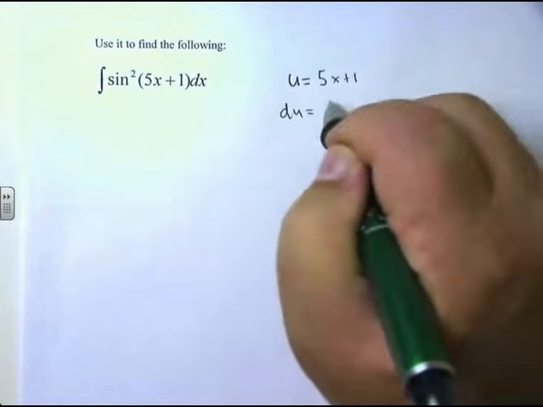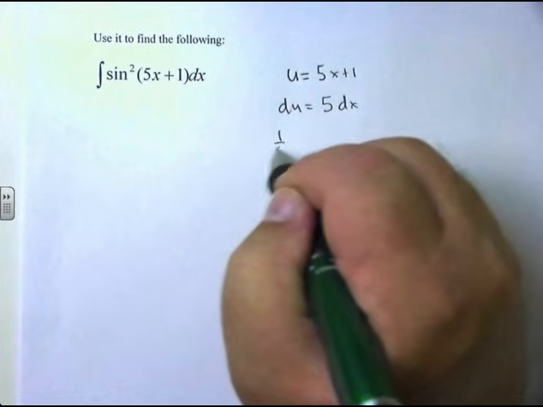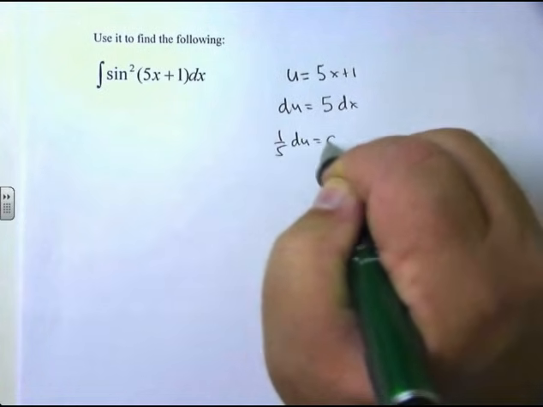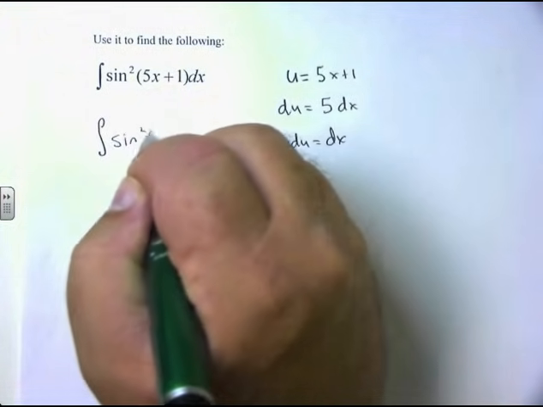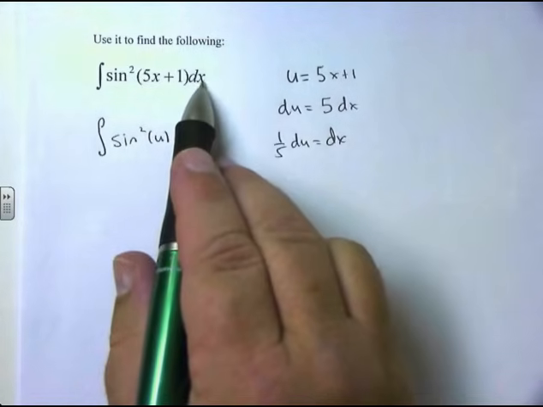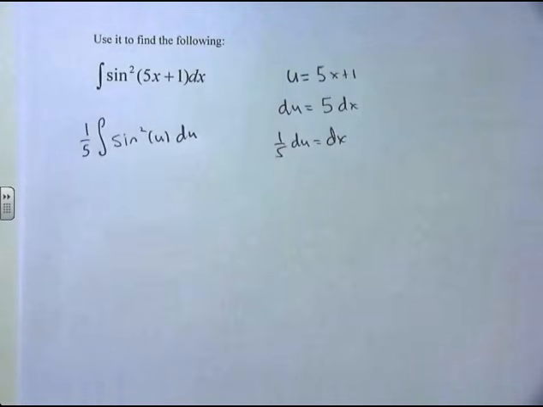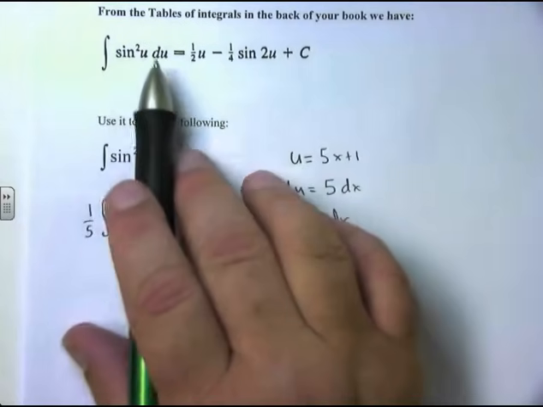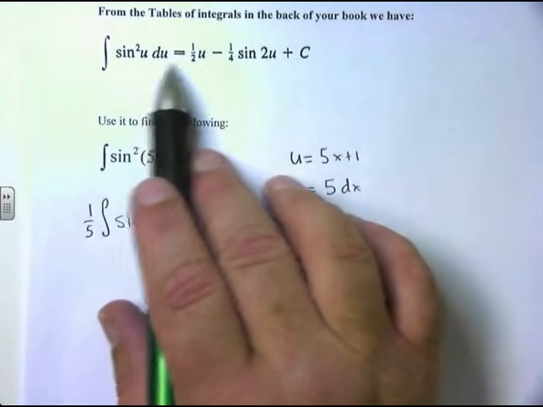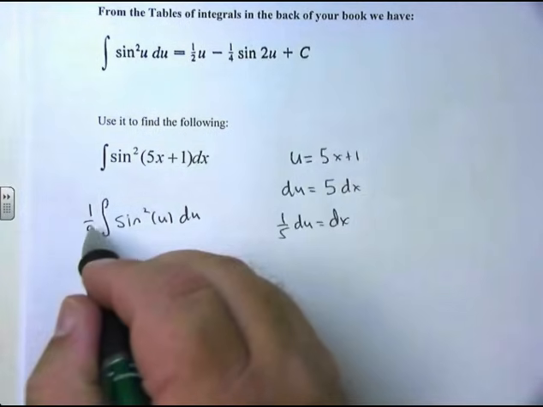Then I need to do du, which is 5 dx. And just like u substitution, move the constant to the side, divide both sides by 5. You get 1/5 du equals dx. So when you substitute, this will be the sine squared of u, and the dx gets replaced with 1/5 du. The 1/5 is a constant, it goes out front, and du goes in the back. And if you look on it, this is formula number 63, and I went ahead and wrote it up here for you guys, so it made an easy reference. Here is formula number 63 out of our book, and it's equal to 1/2 u minus 1/4 sine of 2u plus c. But we have that 1/5 constant up front.